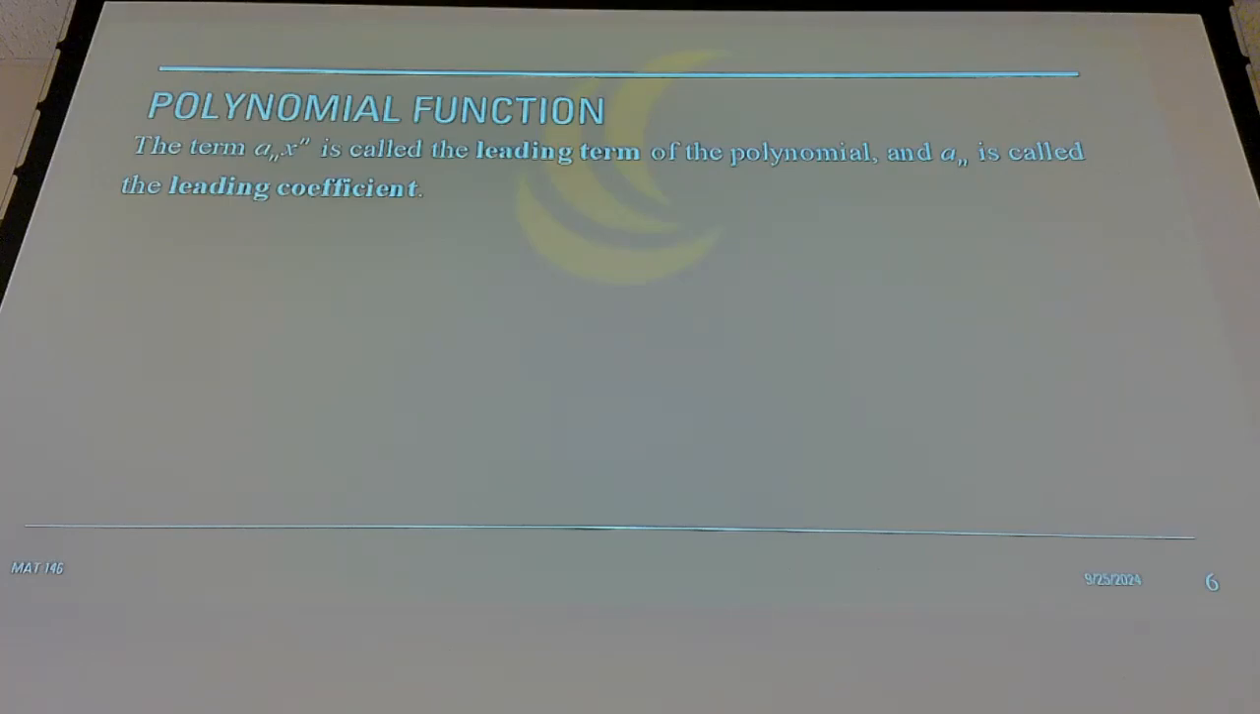The term a sub n x to the n is called the leading term. a sub n is the leading coefficient. a naught is the constant term, or just simply called the constant. Being able to identify the leading term and the constant is very important.